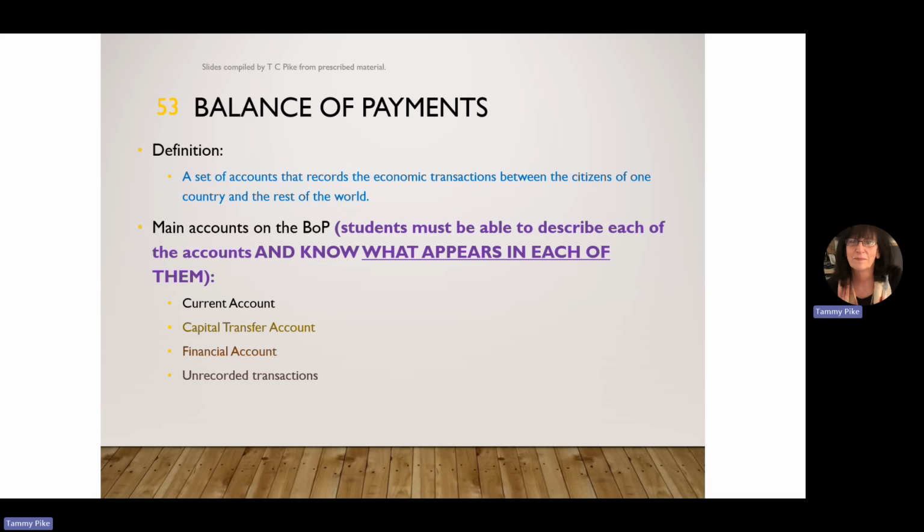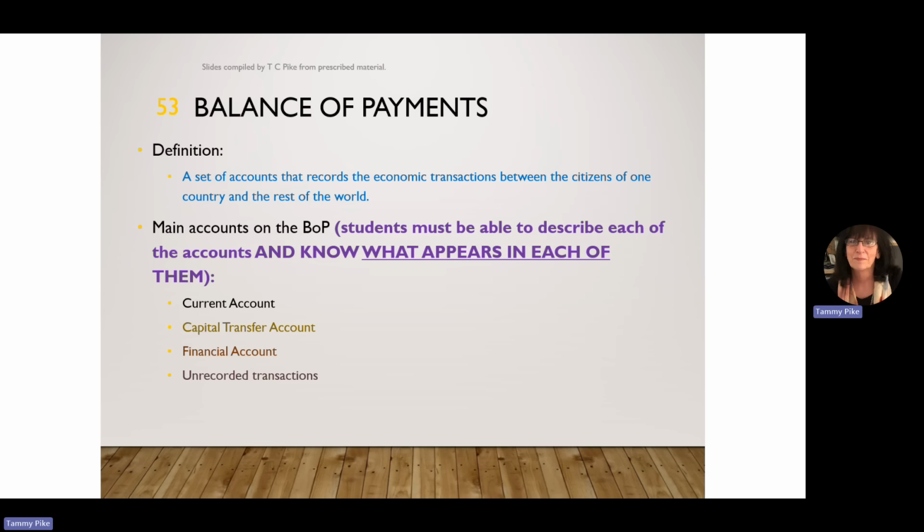I think the only one that they don't really spend much time on is the capital transfer account. And that one, I just say to students, just think immigration and emigration. So if people are moving into the country and they bring all their wealth with them, it'll go through the capital transfer account. And if people are leaving the country and taking their wealth with them, it'll go through the capital transfer account.